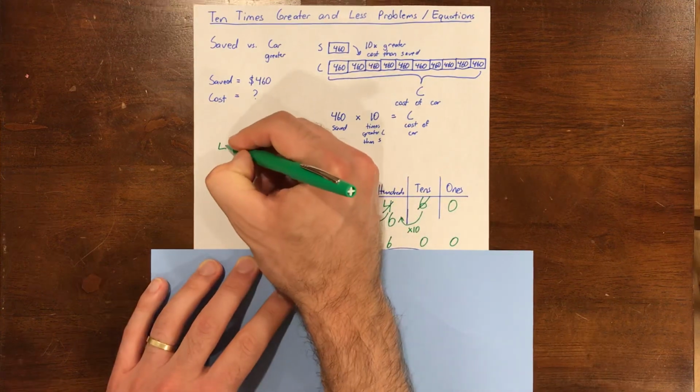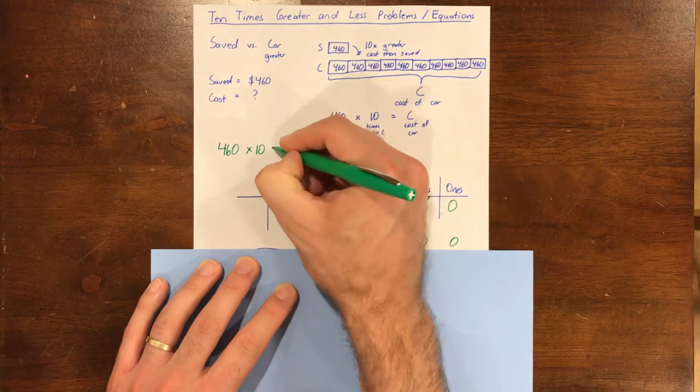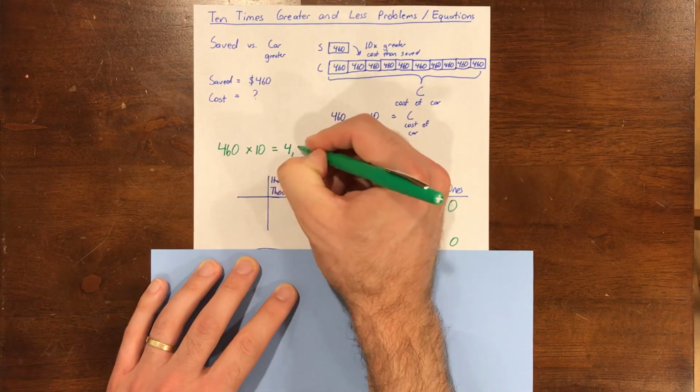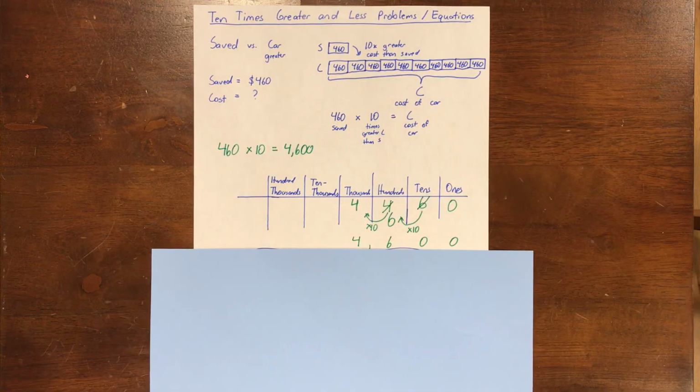Sure. 460 times 10 equals 4,600. Cool. Go ahead and click on the arrow to move to the next slide.